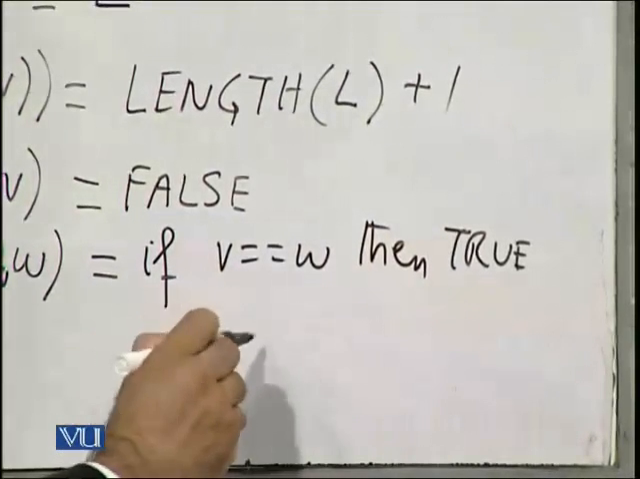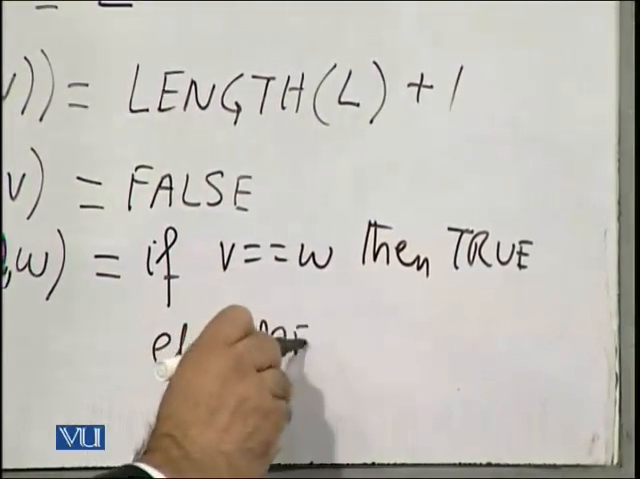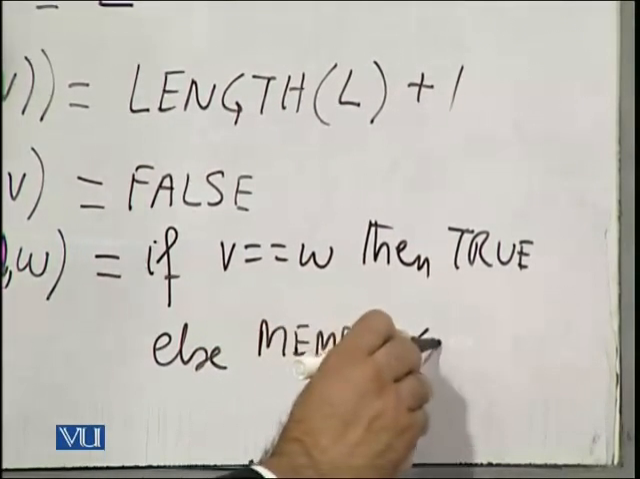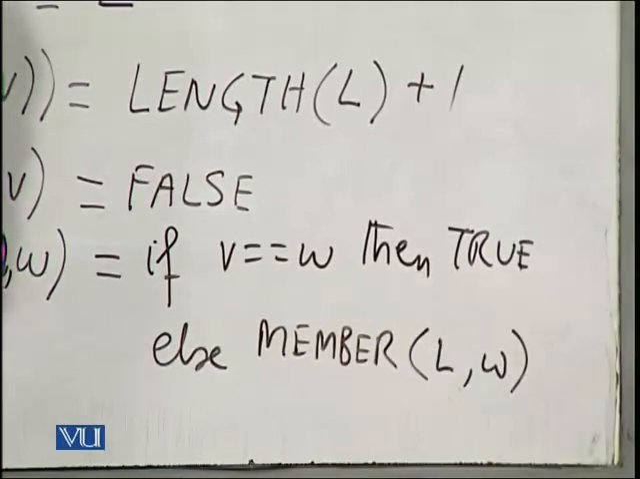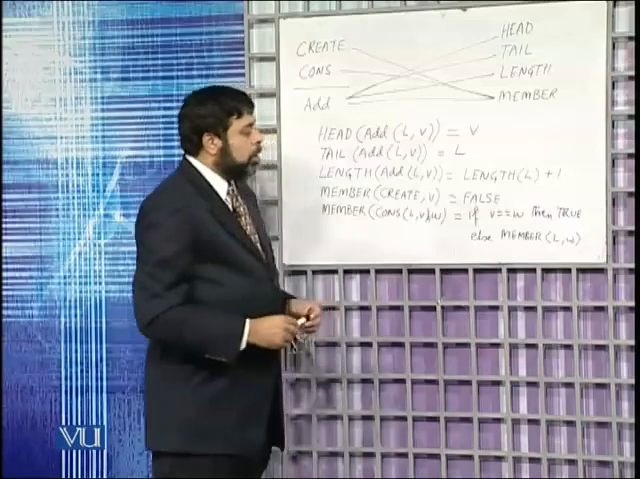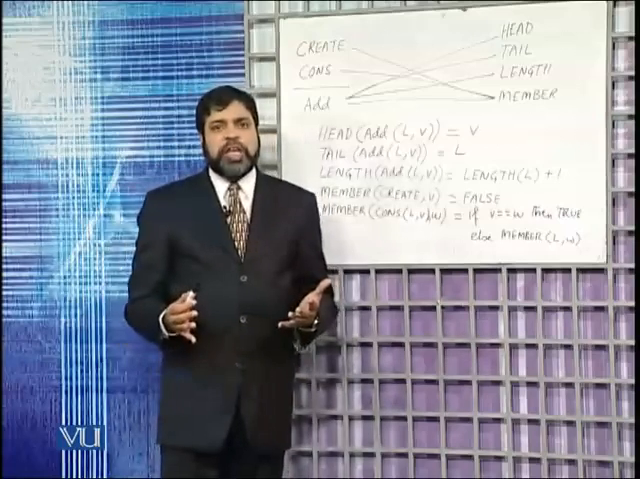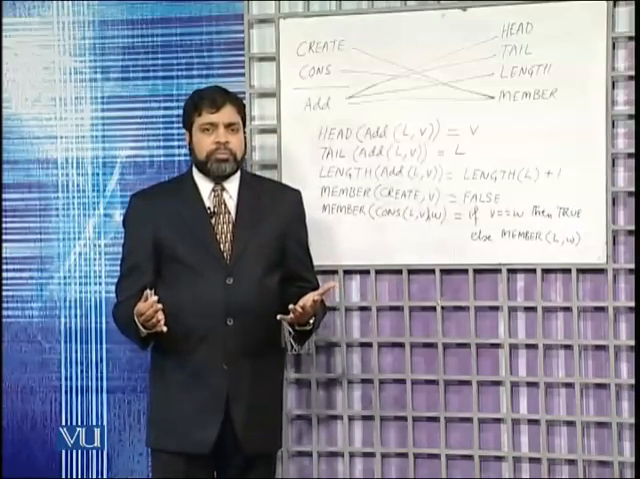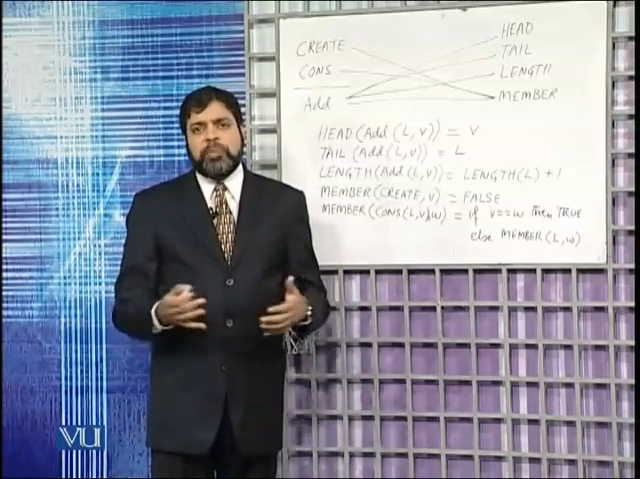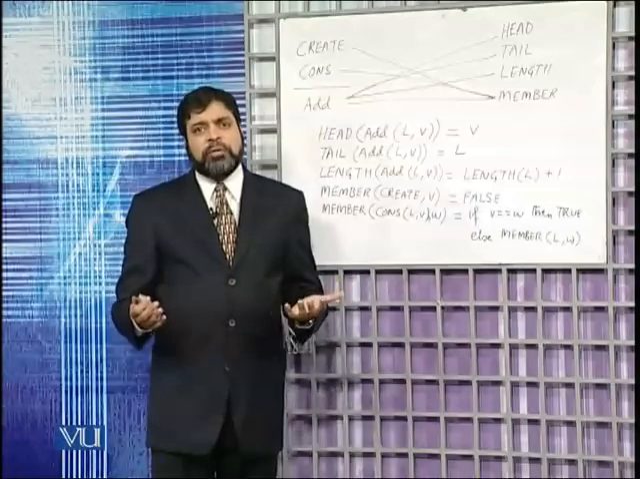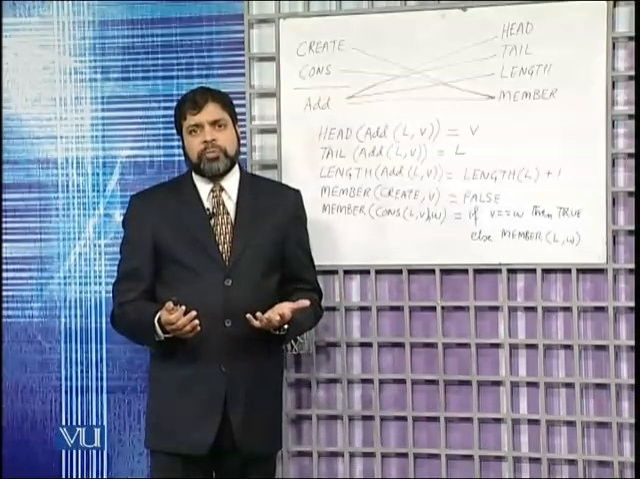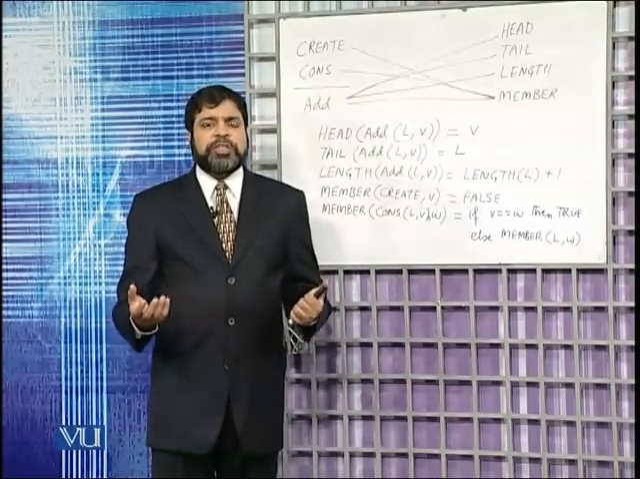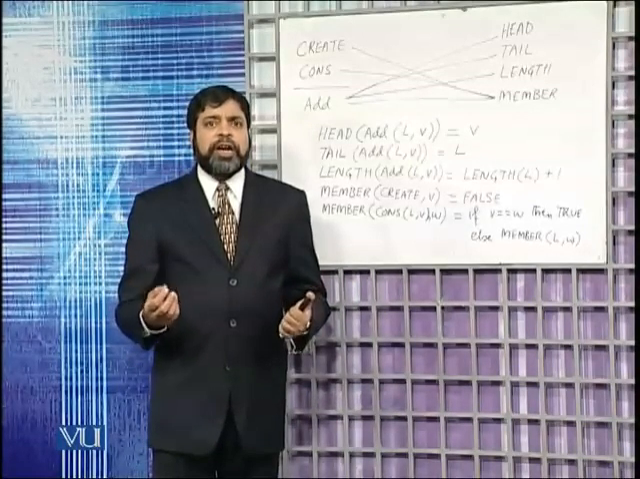Else, we say is member L comma W. That is, if W was a member of L, then we would have found it. If W was not a member of L, then we are not going to find it. So this is a very simple specification for the member in terms of cons.